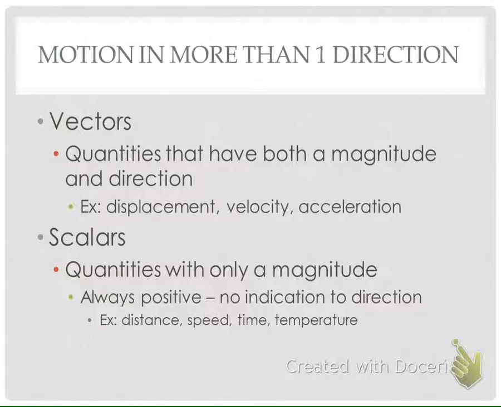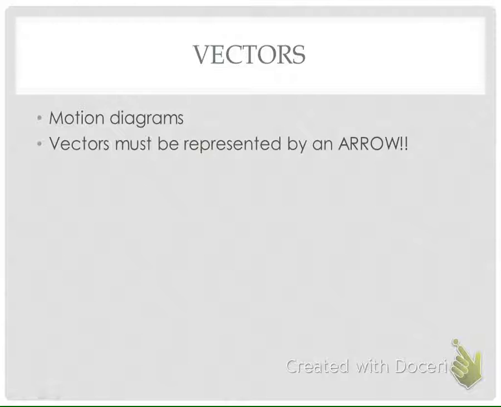Do you remember how we represent vectors? How do we draw vectors? Do you remember? A line and an arrow. Yeah, that's right. It's an arrow. So when we deal with vectors and we deal with motion diagrams, we represent a vector with an arrow. Okay, all vectors are represented with arrows. Okay, and we try to draw them to scale, and we have to draw them in the correct direction.